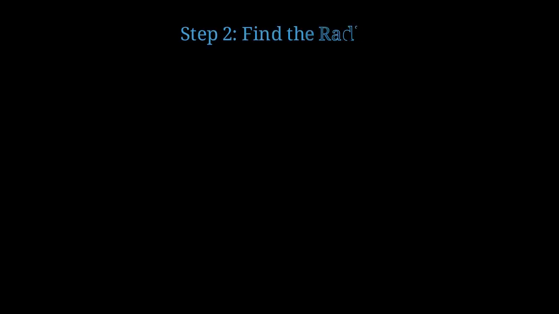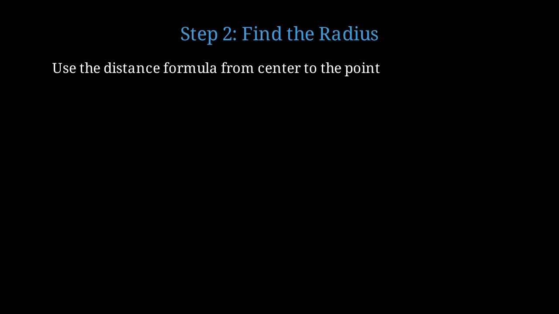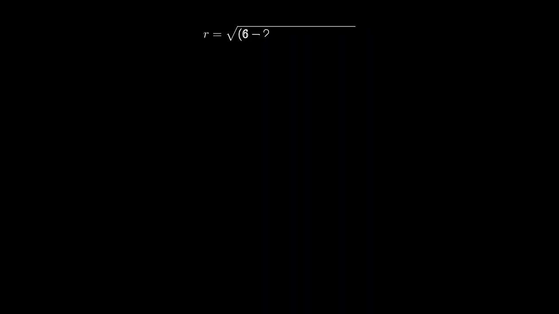Now we need to find the radius using the given point. We'll use the distance formula to find the distance from the center to the point on the circle. The distance formula is r = √((x2 - x1)² + (y2 - y1)²). Substituting our values, we get r = √((6 - 2)² + (5 - (-3))²).